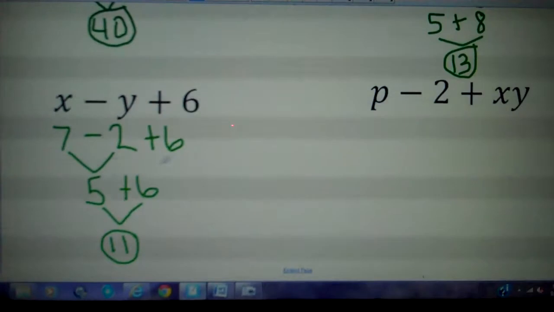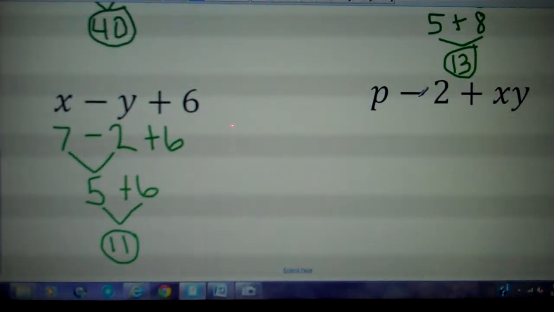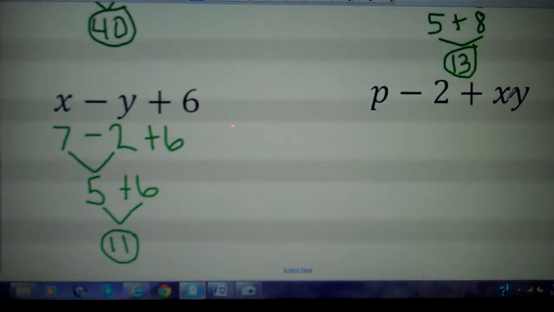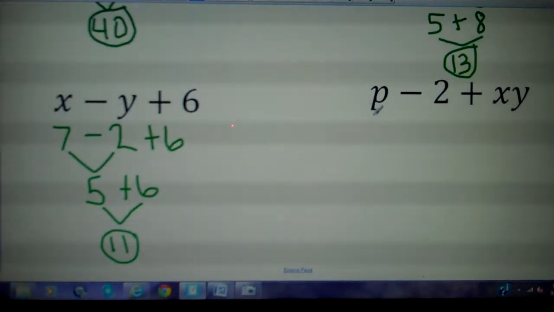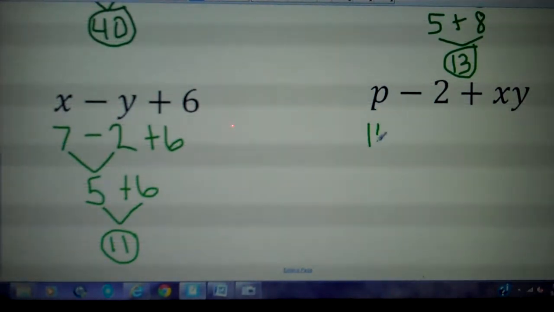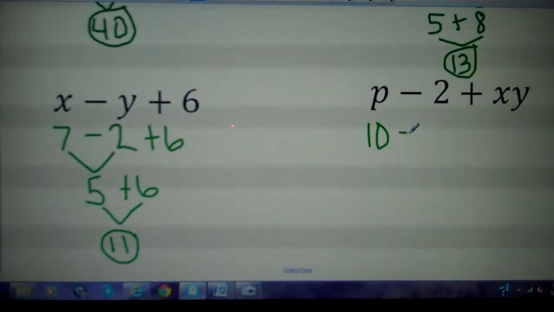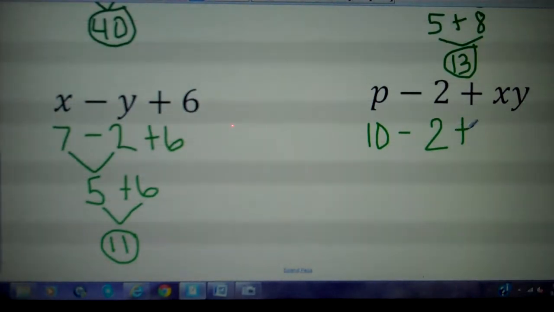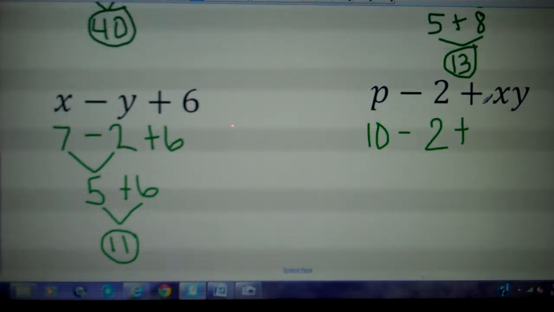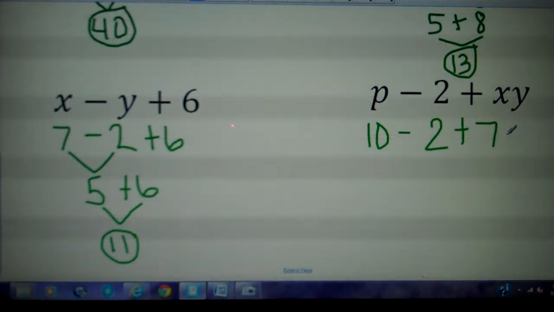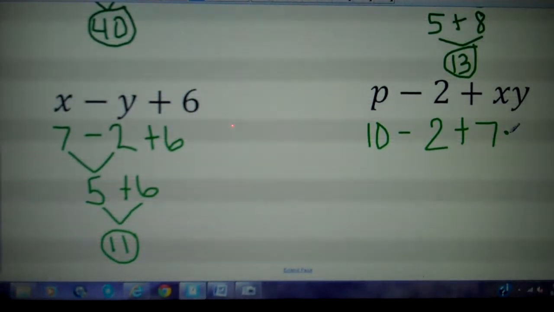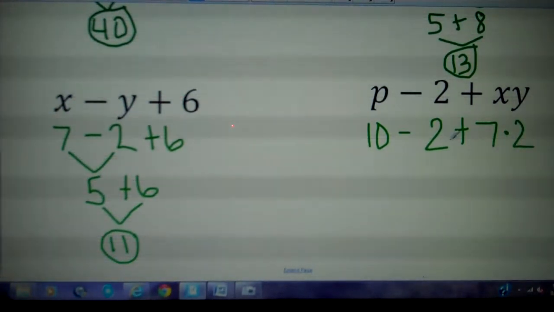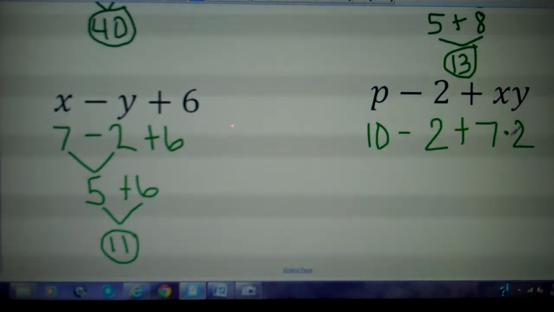And for our last one, we have p minus 2 plus, remember, when these are side by side, it means to multiply. So I'm going to plug in my values. If I go back up to the top of the paper, p is 10 minus 2 plus, and I'm going to plug in my values for x and y. If I look at the top of the paper, x is 7, remember, multiplication because they're side by side, and y is 2. And now I've got 1, 2, 3 operations, so I go back to PEMDAS.